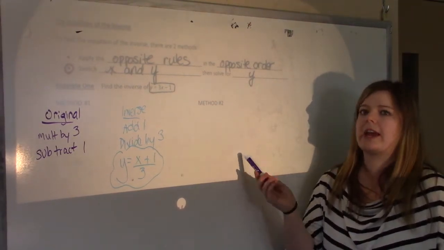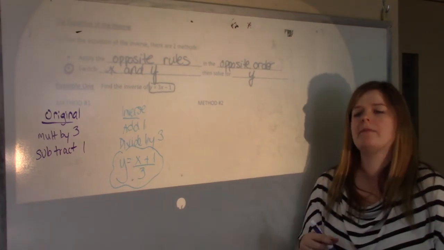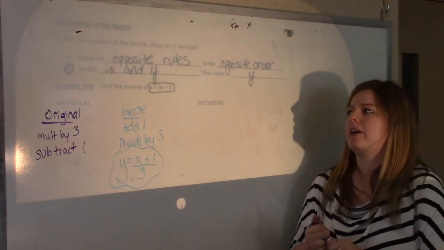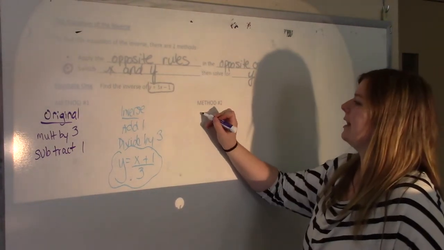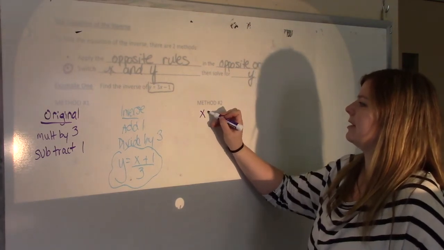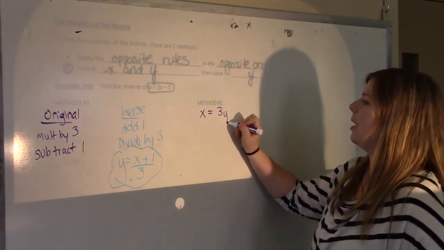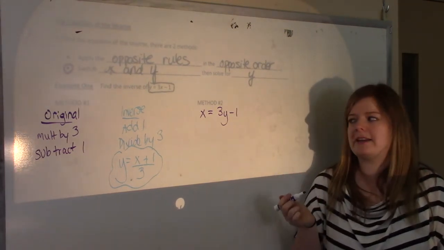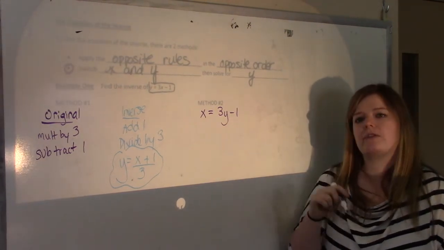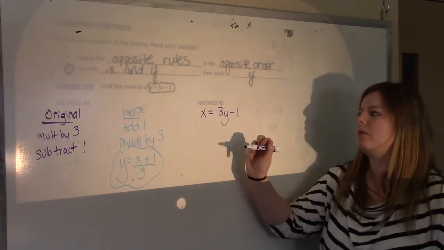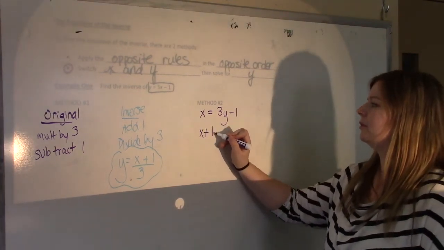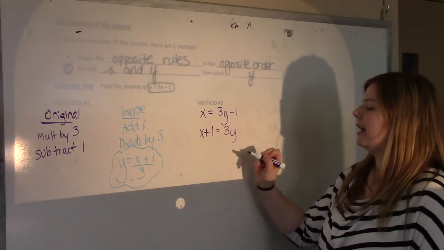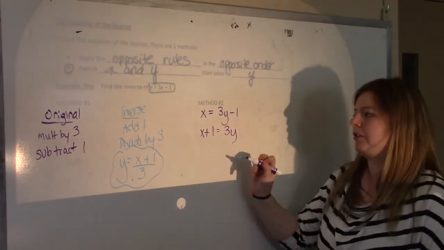This is the more, if you just want to learn an algorithm, then you can just switch the variables. So instead of y equals 3x minus 1, we're going to do x equals 3y minus 1. So we've just switched the variables, switched the dependents, okay? But we want to put it in the form y equals. So first we move the 1 over. And now we have to divide everything by 3.